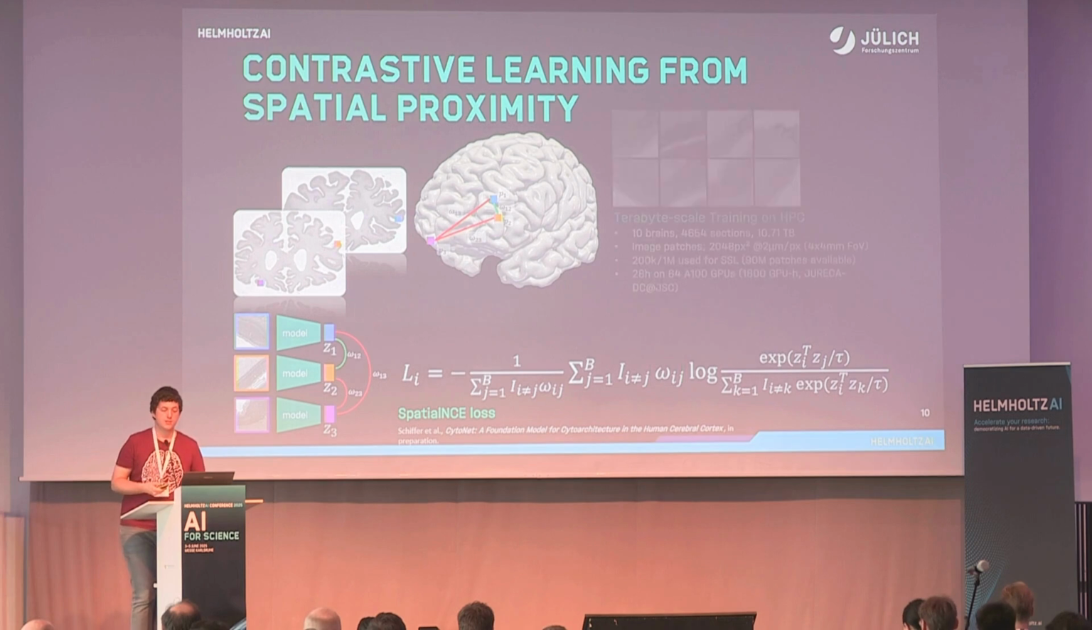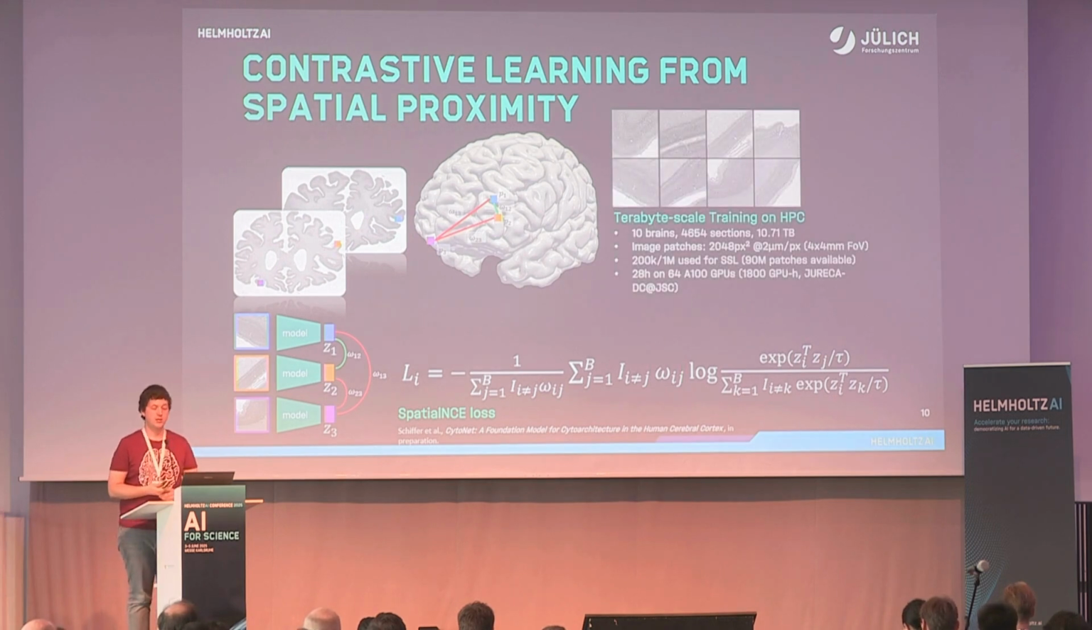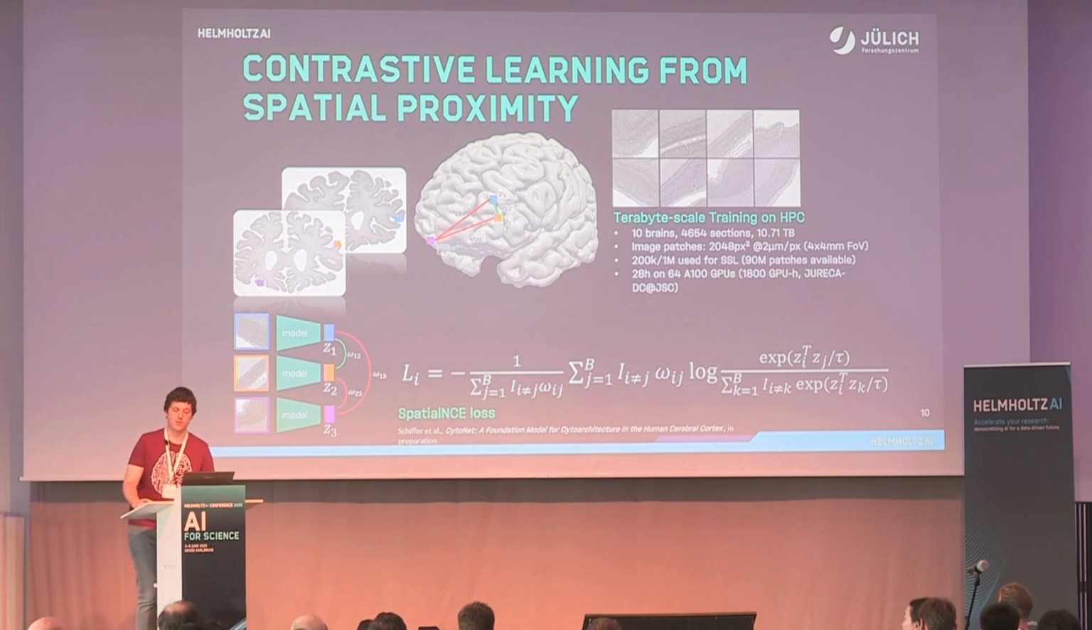So we took this, we trained models on a large data set that we have available at our institute, consisting of 10 brains, 4,500 sections, and about 11 terabytes, which is quite computationally expensive, also since we have to use quite large image patches to maintain the necessary field of view that we need for the tasks that we are doing. So after training this model, we wanted to look, okay, what does it learn this time?